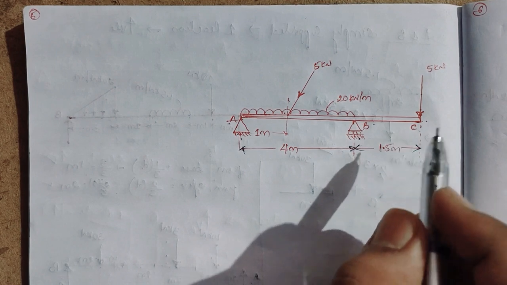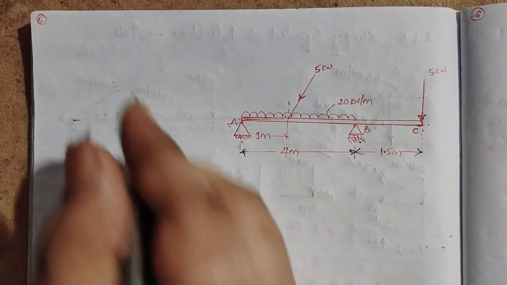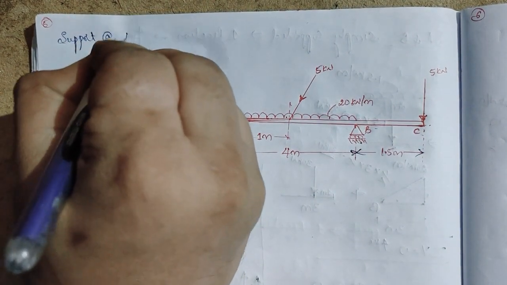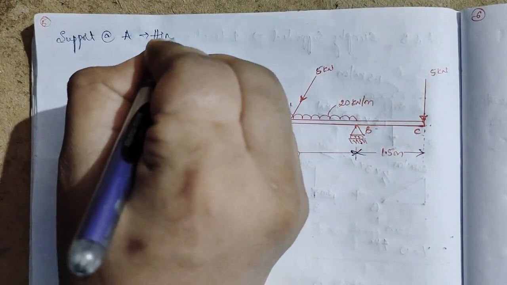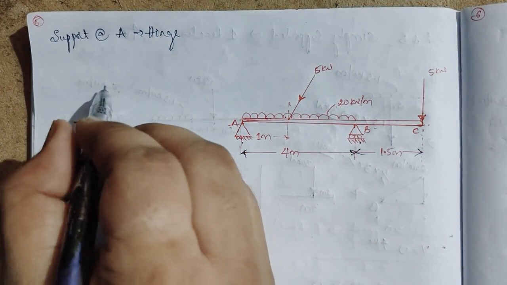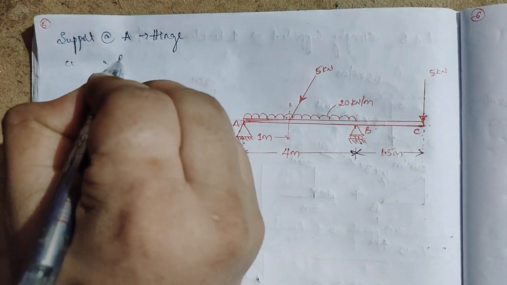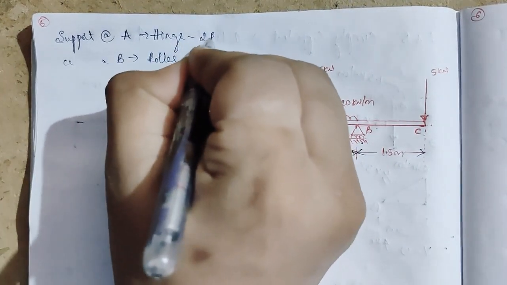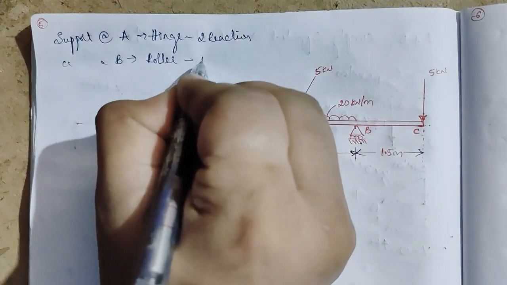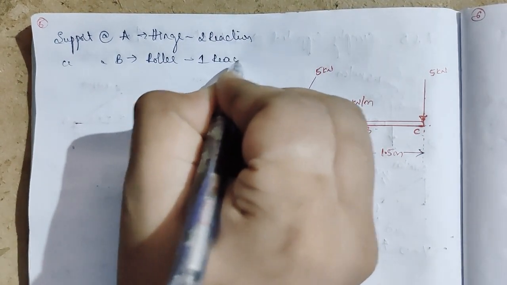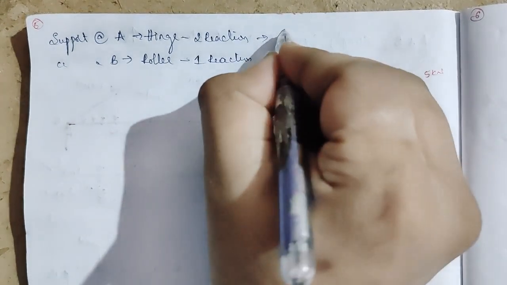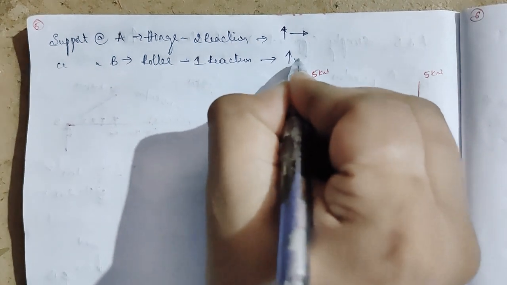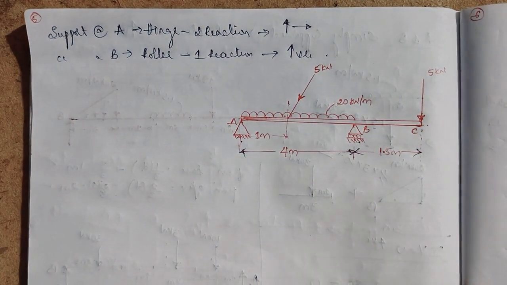Okay, whatever beam they give, the concept is the same. So whatever the support at A is, hinge. So from the next problem I will not write. So the support at B is roller. So the hinge has two reactions, and the roller has one reaction. Which are those? One vertical reaction and one horizontal reaction. The roller is having one vertical reaction.